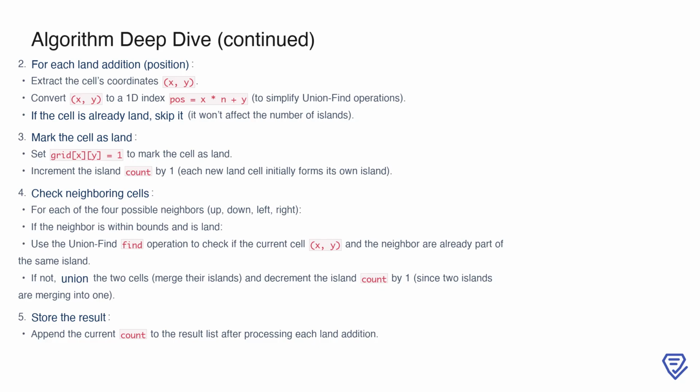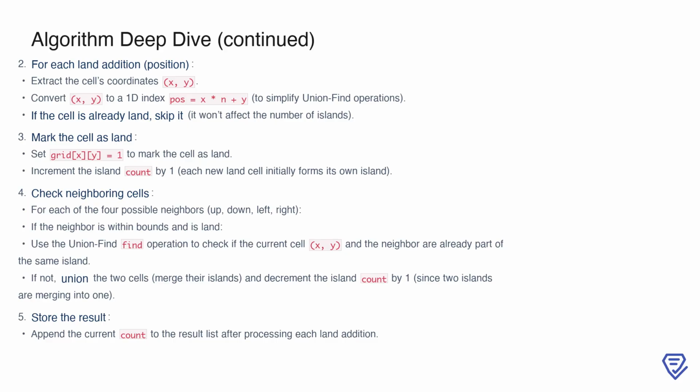Now, for each land addition, we extract the coordinates of the cell being converted to land and convert these 2D coordinates into a 1D index. This simplifies the union find operations since we can treat each cell as a node in a flat array. If the cell is already land, we simply skip it, as it won't affect the island count. Otherwise, we mark the cell as land in the grid and increase the island count by 1, as a new land cell initially forms its own isolated island.